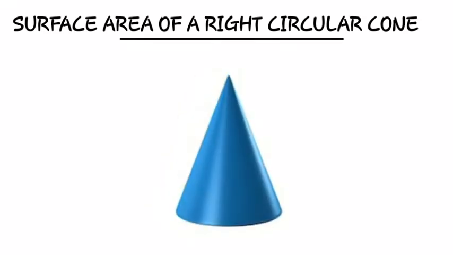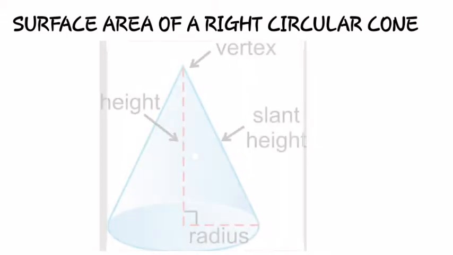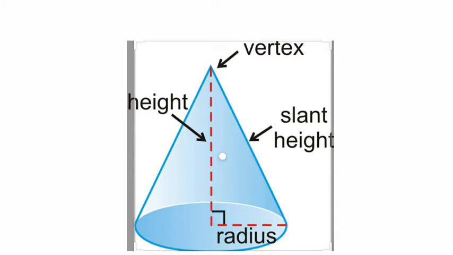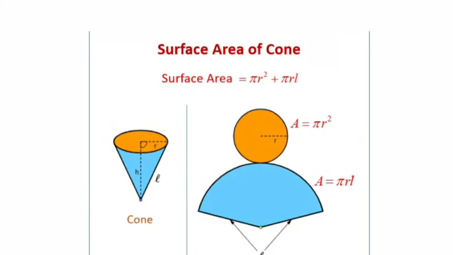In this section, we have to discuss the surface area of a right circular cone. First, you observe a right circular cone. What are the parts of a cone? Vertex, height, slant height, and the radius. Usually, the height, radius, and slant height are denoted by H, R, and L.